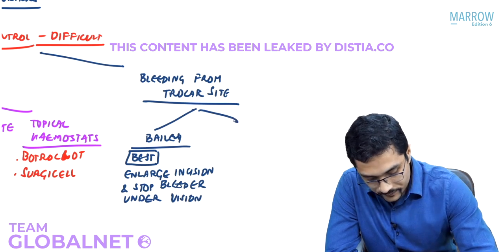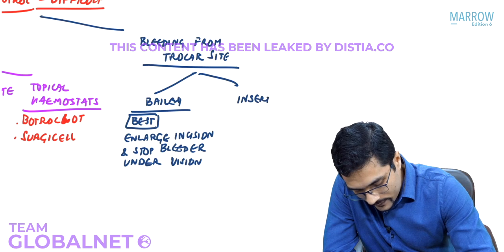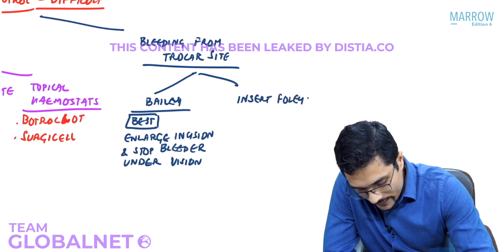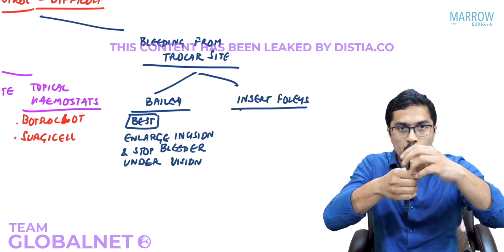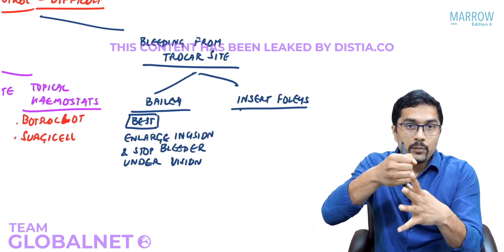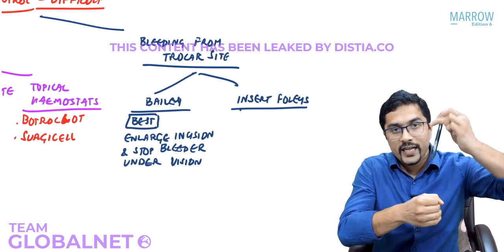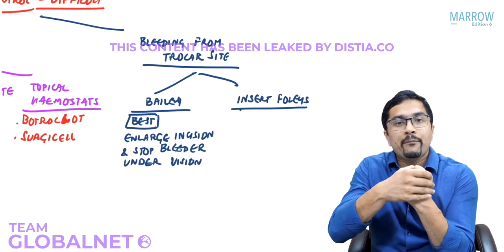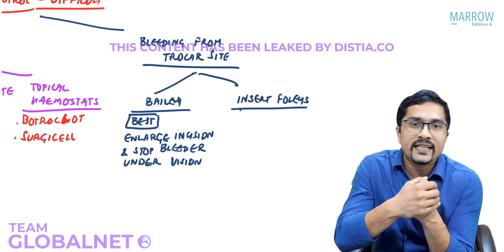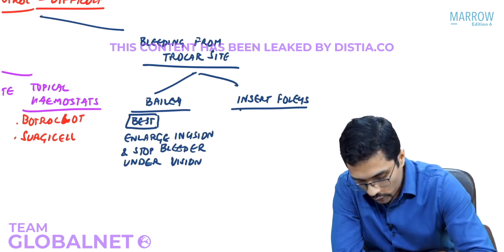That is one method. Another method is you can insert a Foley's catheter. I put in the Foley's catheter through the trocar site. You inflate the balloon of the Foley's and you hitch it up. So the balloon will have a tamponading effect on the trocar site and the bleeding can stop. So that is method number 2.